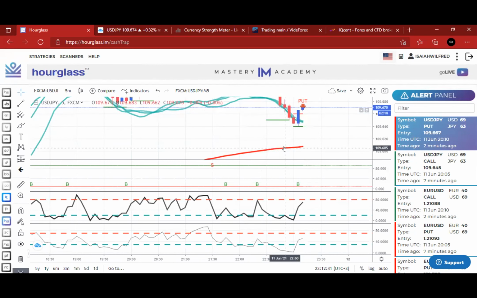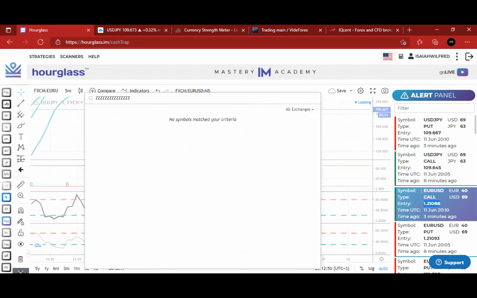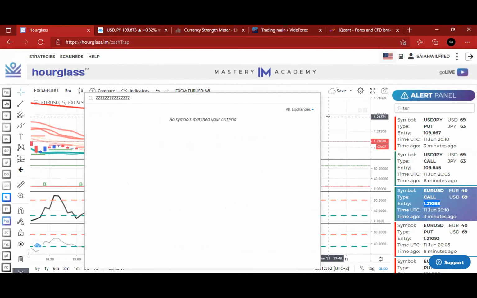Surely it is still a buy. It is still a buy. Surely it is a buy. It's when you see it at the top. Let's see if we can find something that has the EMA on top.